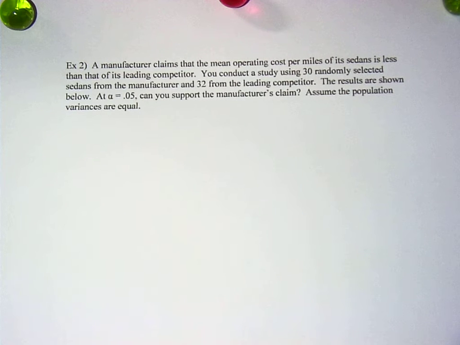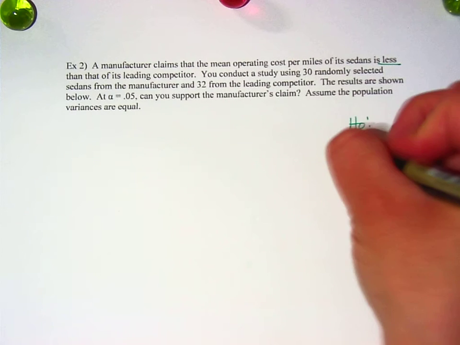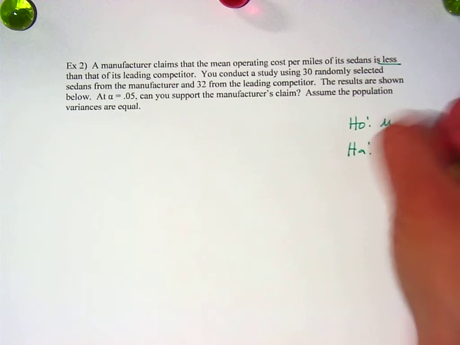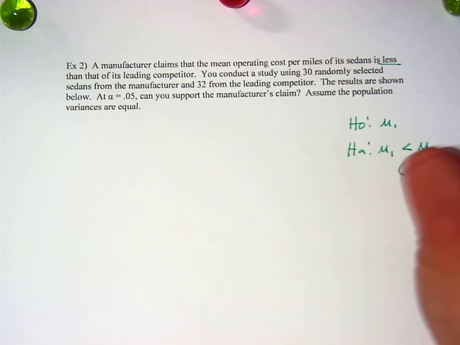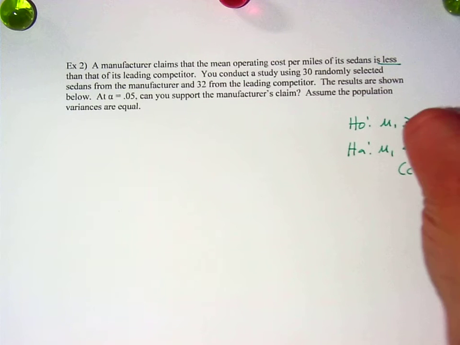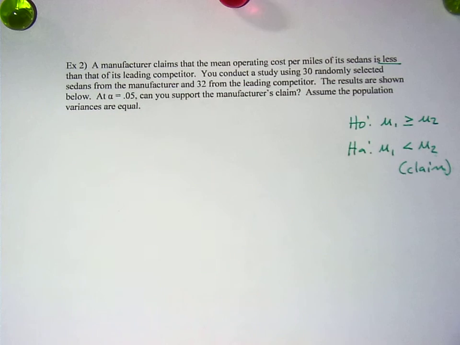So now we're going to go on to doing that last problem on that last page. It says that a manufacturer claims that the mean operating cost per mile of its sedan is less than that of its leading competitor. Okay, I'm just going to write my H sub O and H sub A right now. So let's see, they're claiming that their stuff is less than their competitor. That's the claim. The other one is greater than or equal to. I suppose I probably need some stats for this information since I didn't write it down in the first place.